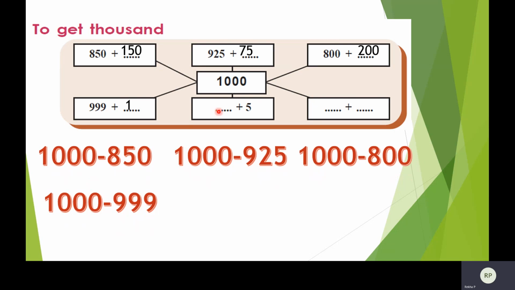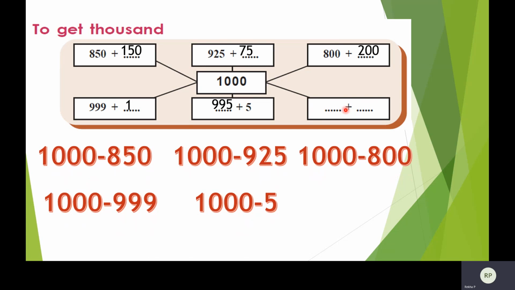Now here it is dash plus 5. What do you have to add to 5 to make it 1000? You do 1000 minus 5, so you will get the answer as 995. Now see this, this is the beauty of mathematics. You can represent this 1000 as any combination. 850 plus 150 will give you 1000. 925 plus 75 will give you 1000. 800 plus 200 will give you 1000. 999 plus 1 will give you 1000. 995 plus 5 will give you 1000.